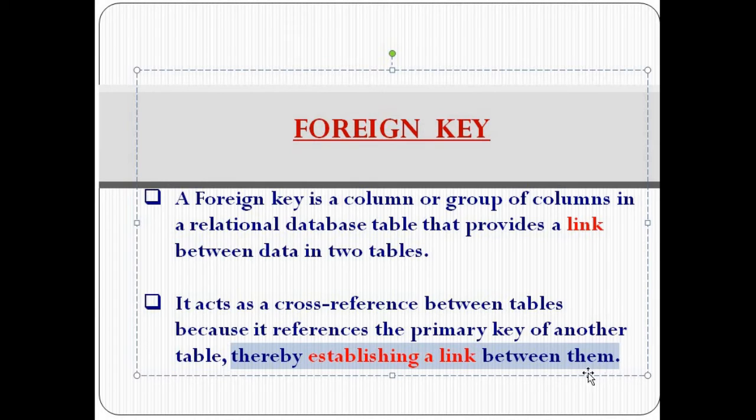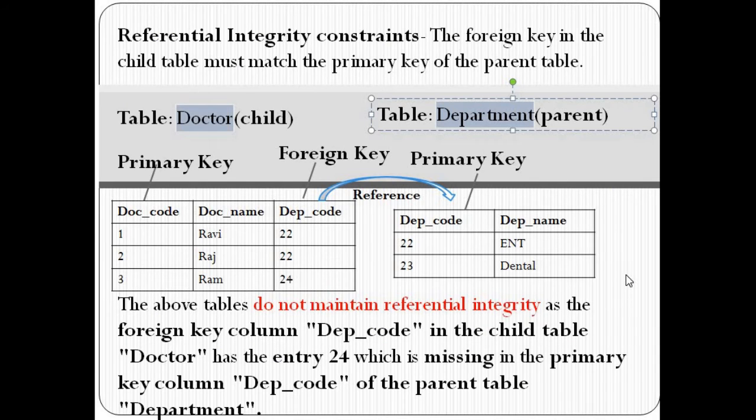So it is the foreign key in a particular table which, when it references the primary key of another table, will establish a link or a connection between those two tables. Now let me make you understand the concept of foreign key with the help of these two tables.